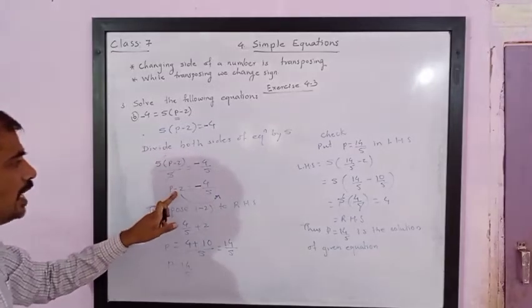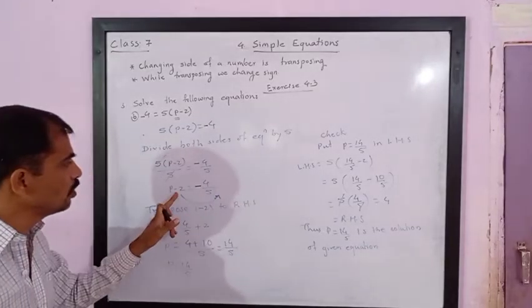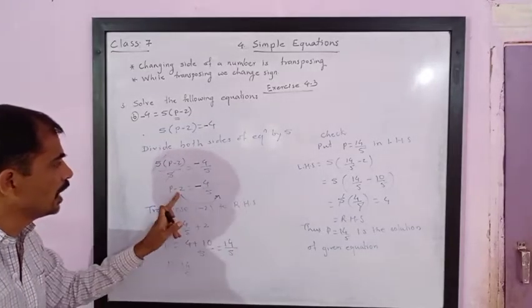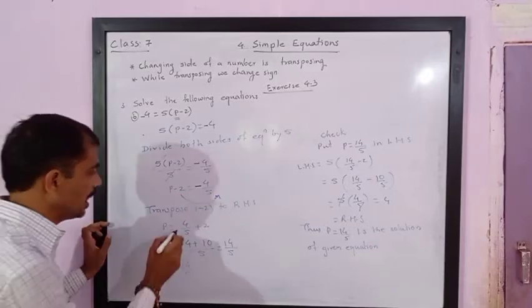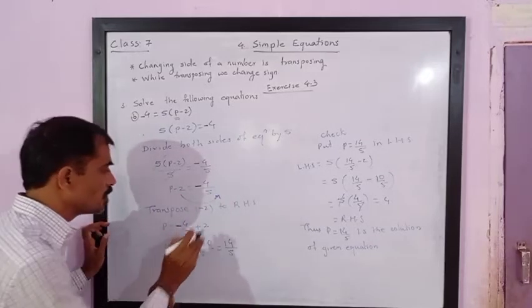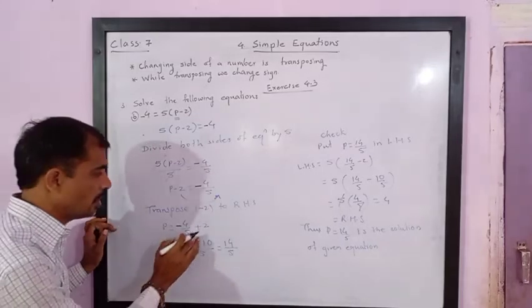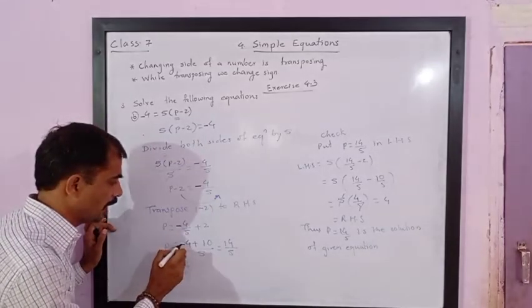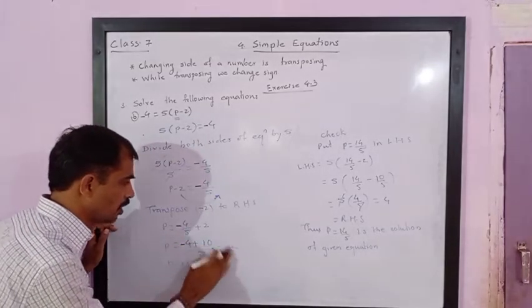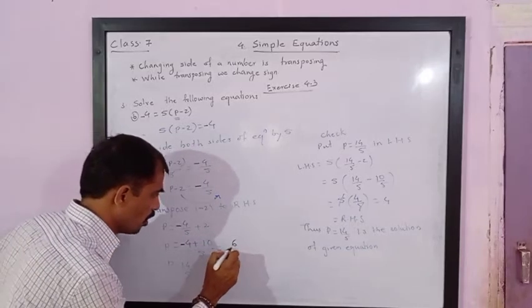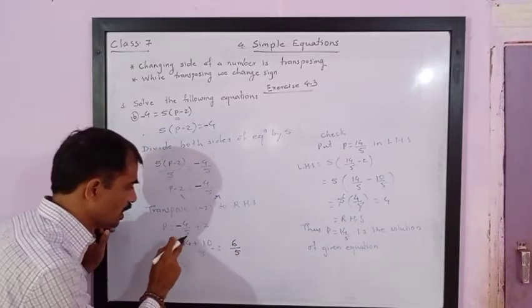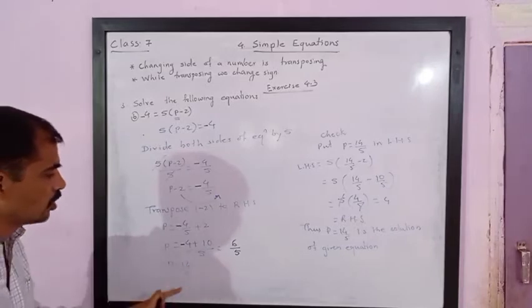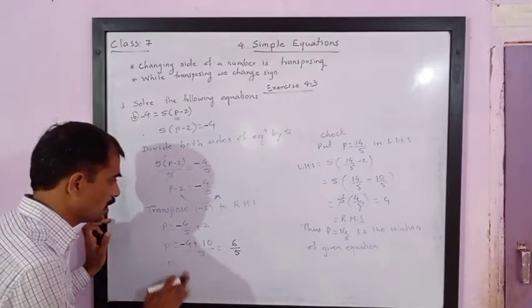Now transpose again to the right hand side. Negative 2 is transposed to the right hand side. So negative will become positive, you will get negative 4 upon 5 plus 2. Now understand, in order to make the denominator the same, here we'll get negative 4 plus 10, that is equal to 6 upon 5. Positive 6 upon 5. 10 minus 4 is 6 and 5 as it is. So here we have got the solution as 6 upon 5.